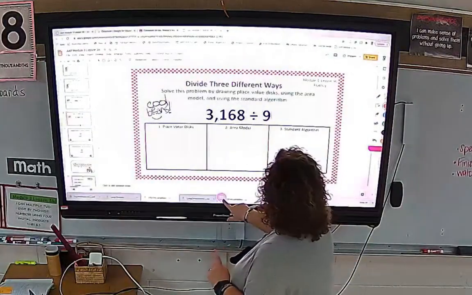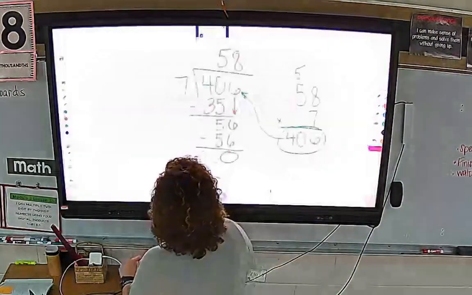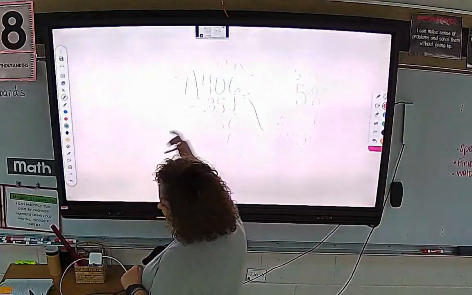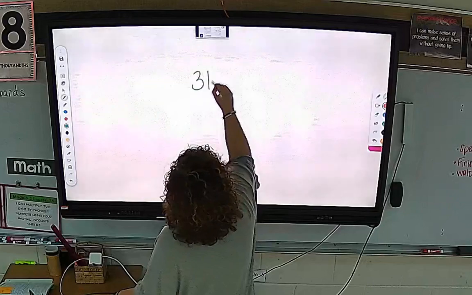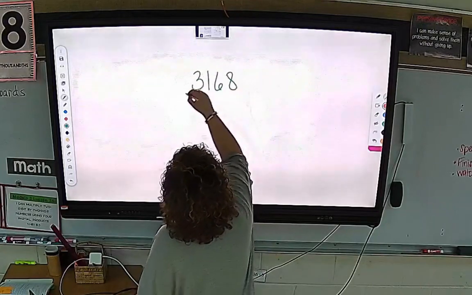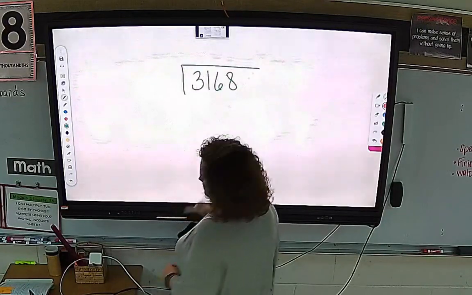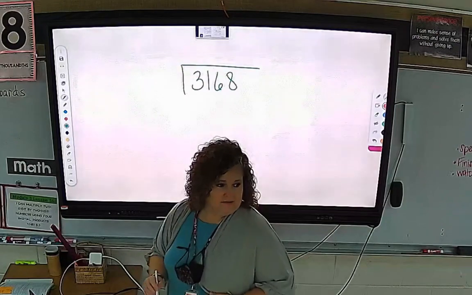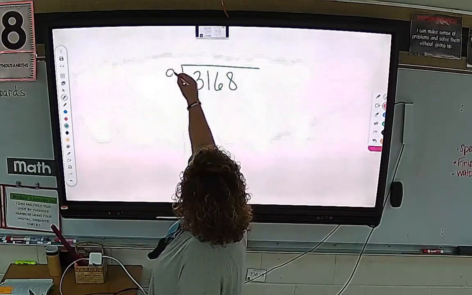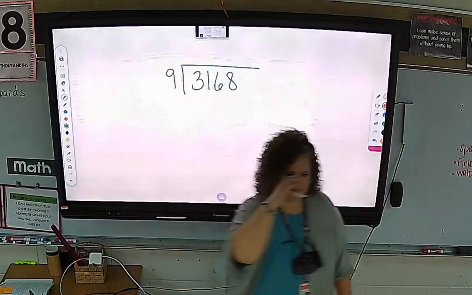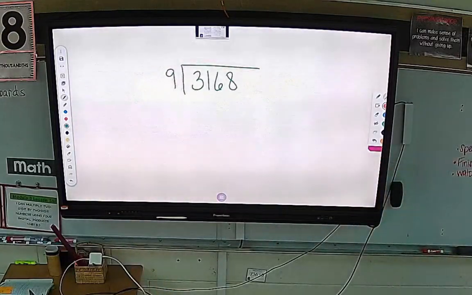Actually, I don't know why I did that. I'm going to need the space anyway, so let me just come back here and write it for you. 3,168 divided by everybody's favorite. 9. There we go. May not be our favorite, but it is one we need to practice.